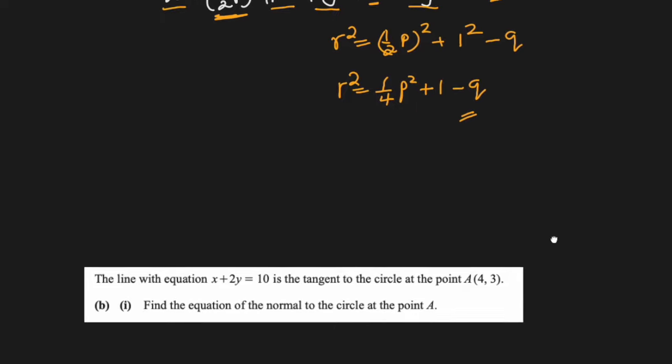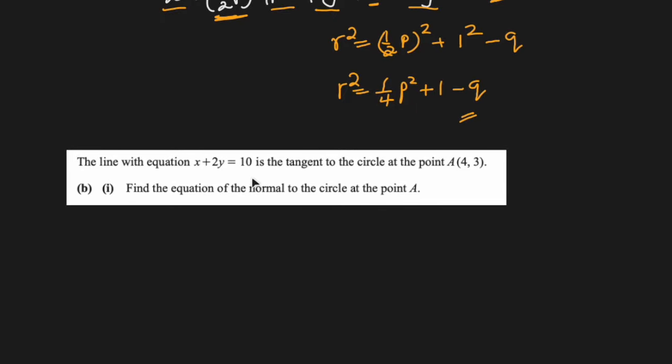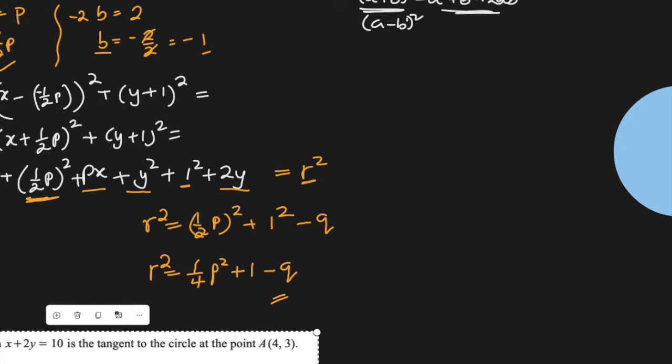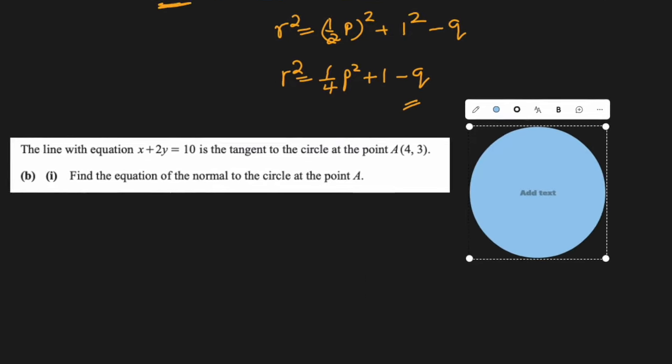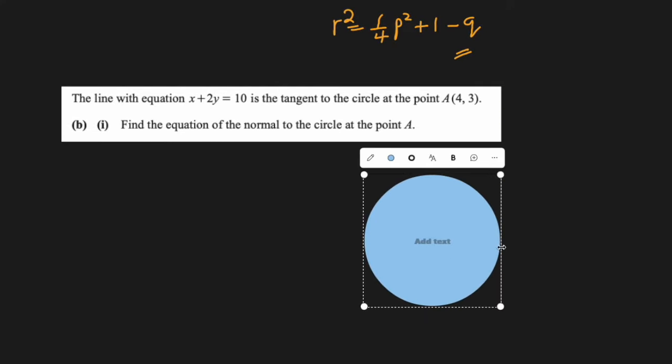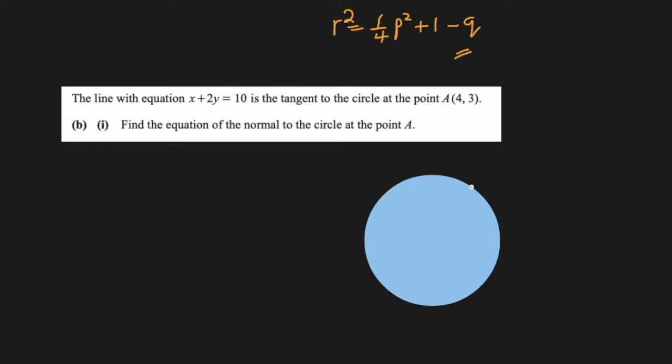Okay. Now the second part is saying that the line x plus 2y equal to 10 is tangent to the circle at point 4, 3. Let me try to bring a circle here. So there is some point 4, 3, let's say, because it's positive, so I will assume that it is at this corner here. This is the point here, and there is a tangent, whose equation is x plus 2y equal to 10.